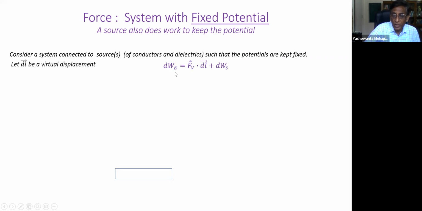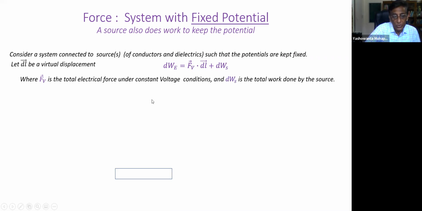So the total electrical energy stored must be the work done by the force under constant potential, and the work done by the source. Here dWe is the total electrical energy, F_V dl is the force under constant voltage conditions, and dWs is the total work done by the source. So, work done by the source in this case: each conductor is at a constant potential V. I am adding dQ, so the work done is dWs = V dQ, and energy stored is of course dWe = half V dQ. We know this.